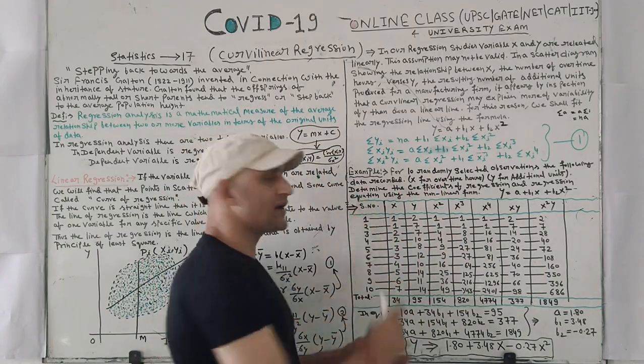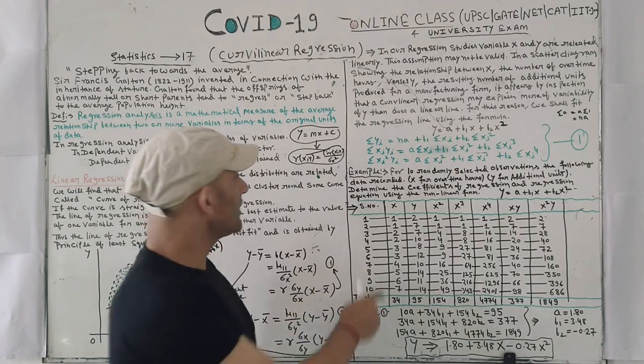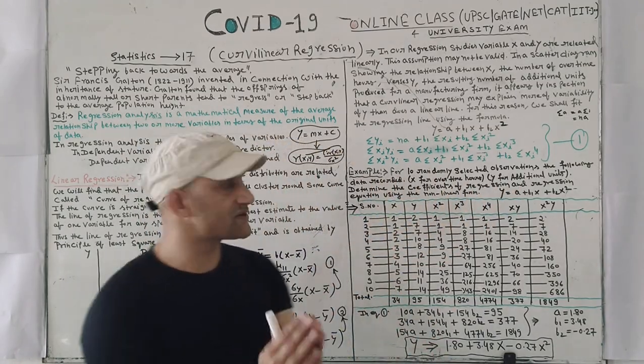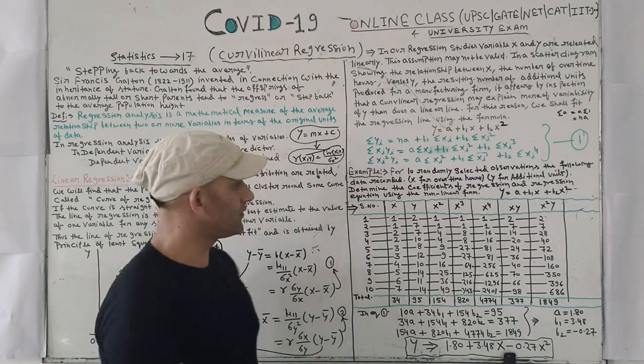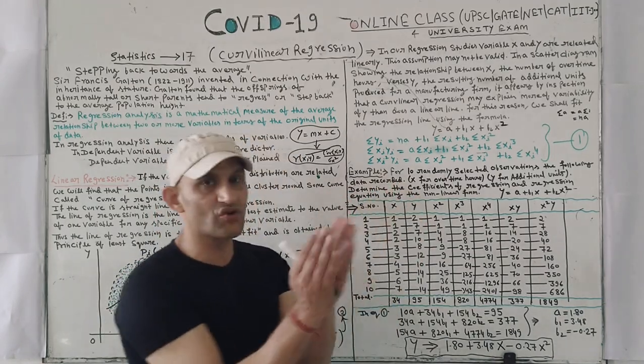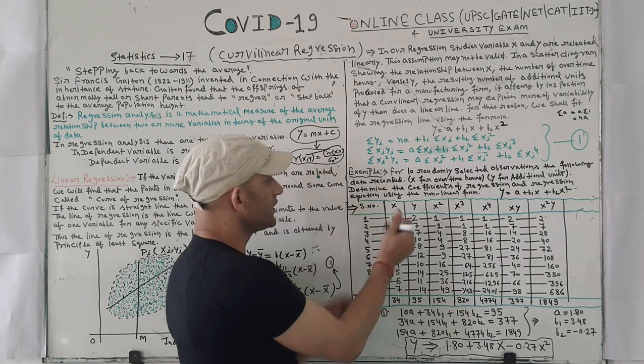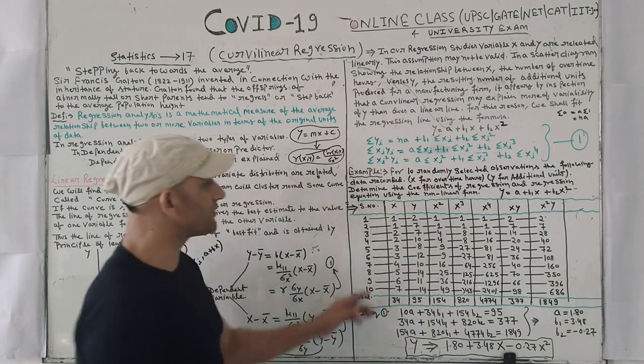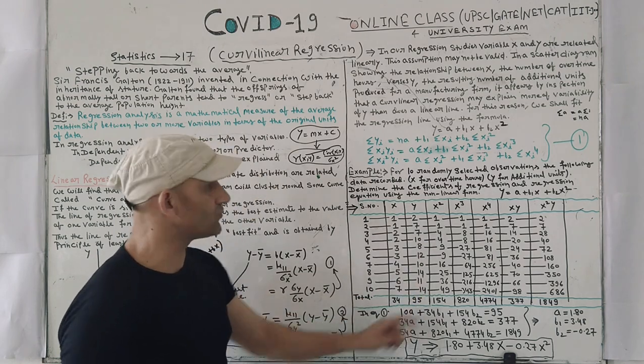The example has come in your university exam. He has asked about 10 randomly selected observations. The following data was recorded. Because there is no space, I have just given you this data. For x, the data he has given you, and for y, the data he has given you.